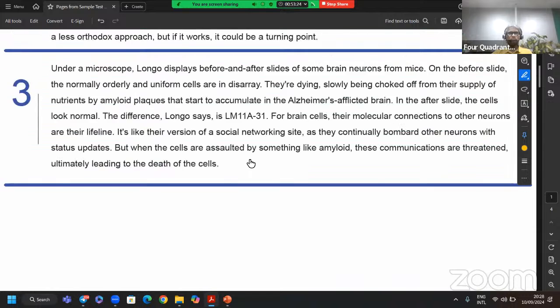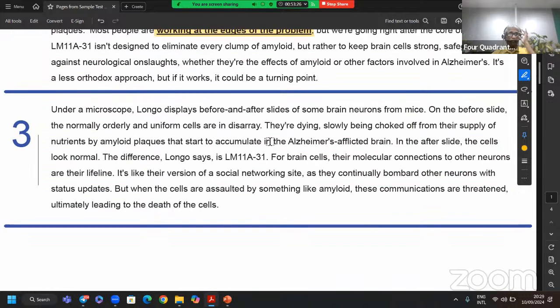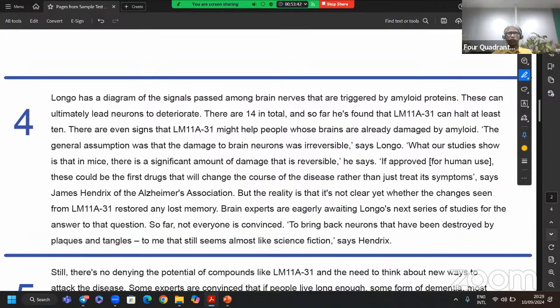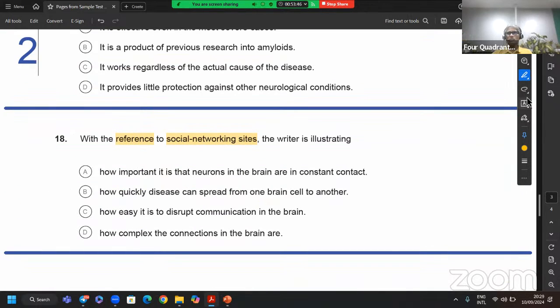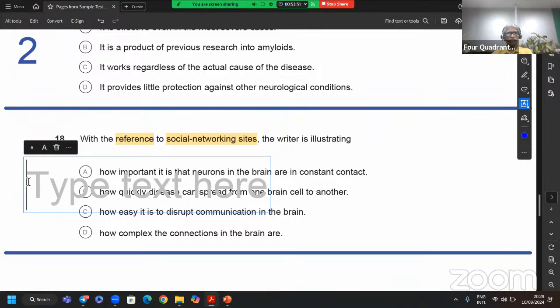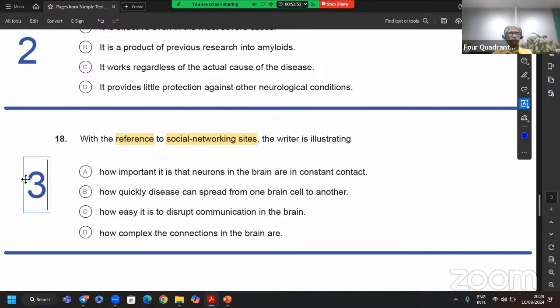Right here, social networking sites, just to see at a glance, here it is there. One social networking site. So that's it. So simple as that. Very easy to identify. So go there and just mark the number here, 3. Social networking site. Simple.